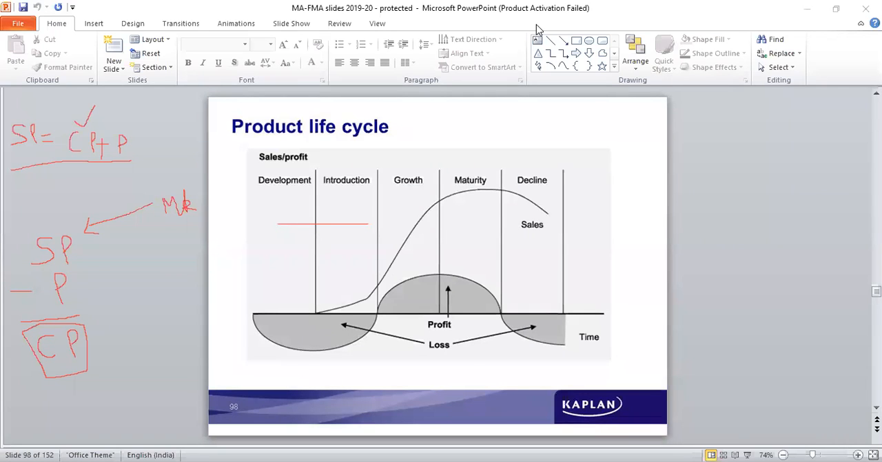The next topic here is product life cycle. Again, to go with the equation, selling price is derived by adding a profit margin to the cost price. But what are the costs which are considered?